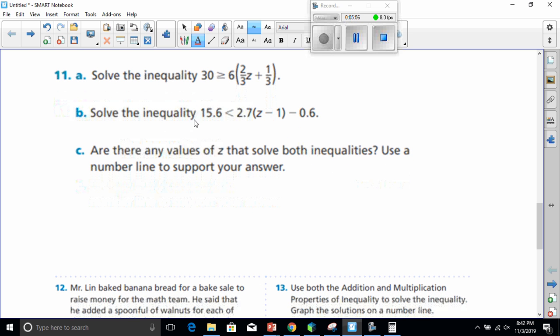So solve the inequality. Okay. We've got multiple questions here, so we're going to have to answer all of them. So solve this inequality, and if I do, I'm going to have, let's see, 30 is greater than or equal to 6 times 2/3. Well, that's 6 times 2, which is 12. 12 divided by 3 is 4. So this would be 4z.